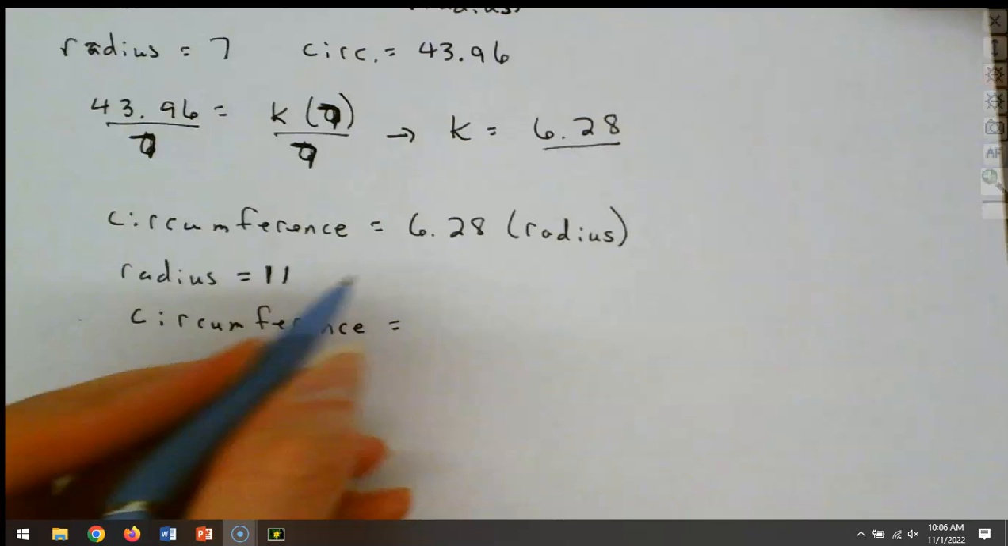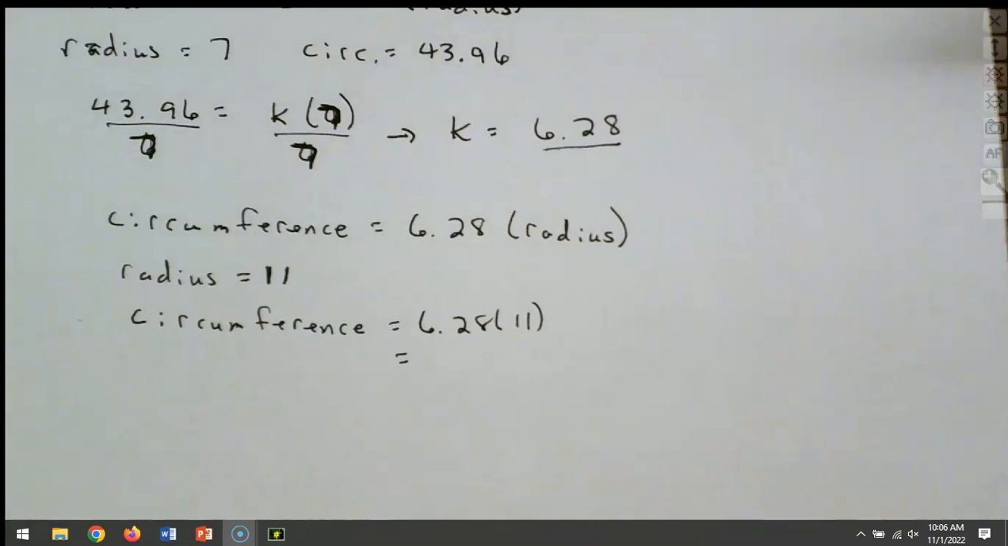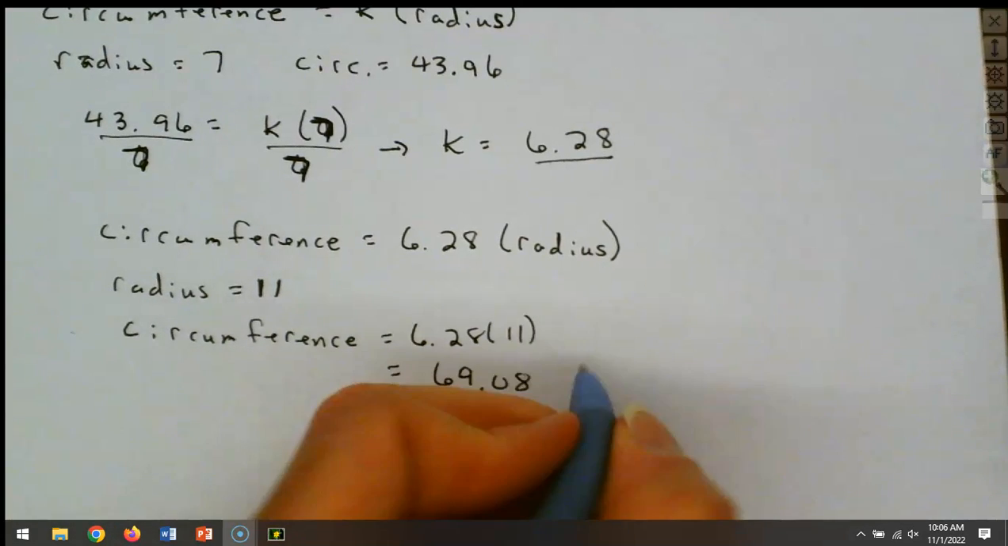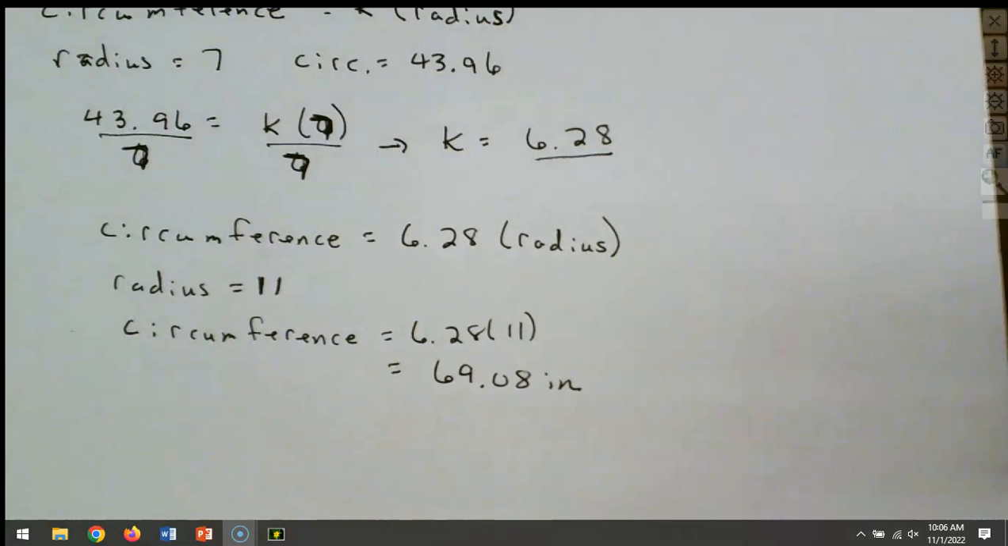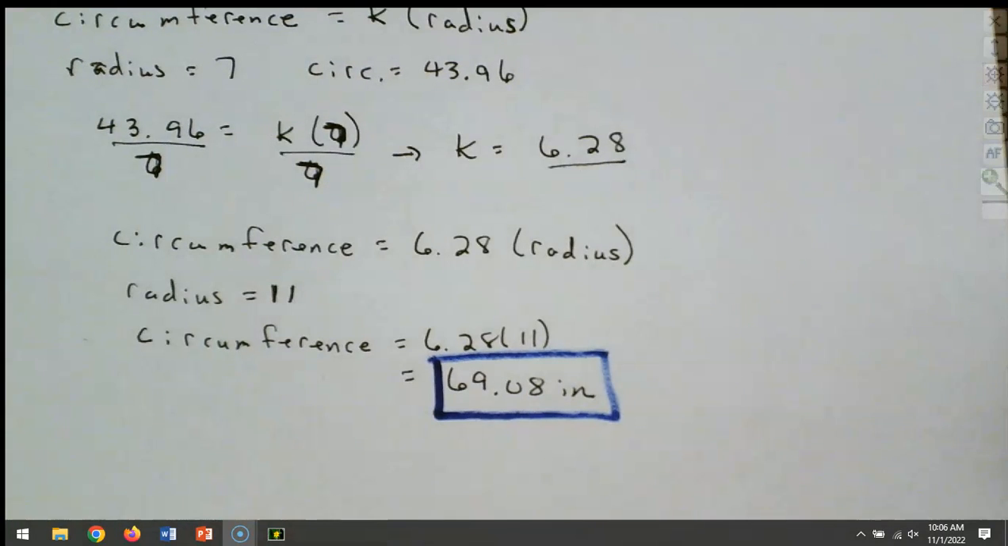Well, that would be 6.28, right, times 11, and that comes out to be our new circumference. So 6.28 times 11. And we're going to round here, and that comes out to be 69.08, and that is in terms of inches. So that is your new circumference for a circle with a radius of 11. Now we found k, and in this case, k happened to be 2 pi. And that comes from the formula for the circumference of a circle.